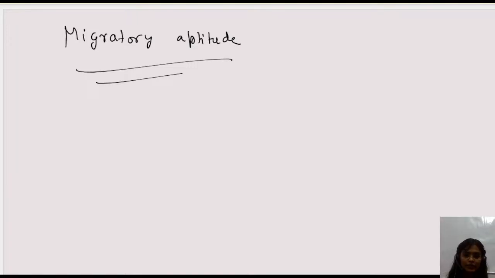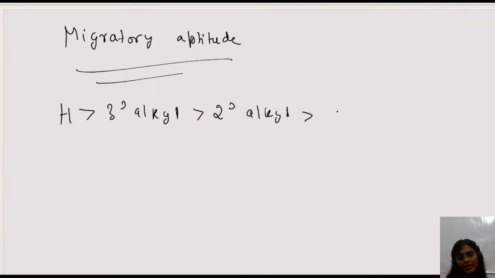So let's discuss the migratory aptitude now. You have to use hydrogen and then tertiary alkyl. So this time R first, and it's the only exception. So please write it properly. Secondary alkyl, and then phenyl. And then primary alkyl. And then at the end, the methyl.